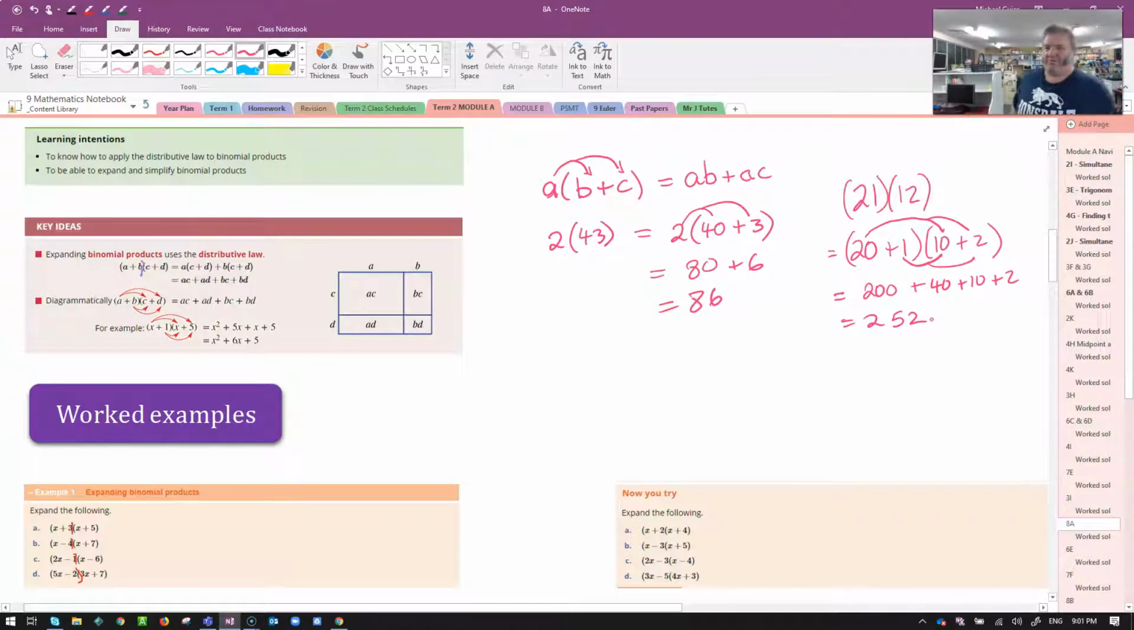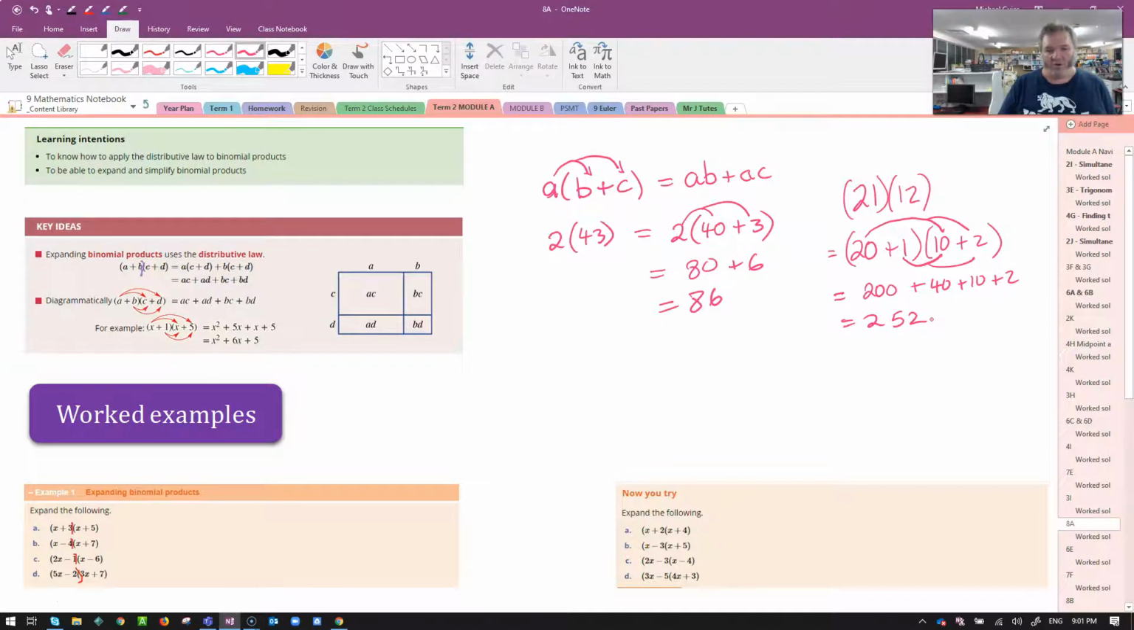Now, you might not have expanded 12. You might have just gone 21 times 10. Oh, that's 210. 21 times 2. Oh, that's 42. 210 plus 42, 252. Whichever way you're doing it, you're using your distributive law.